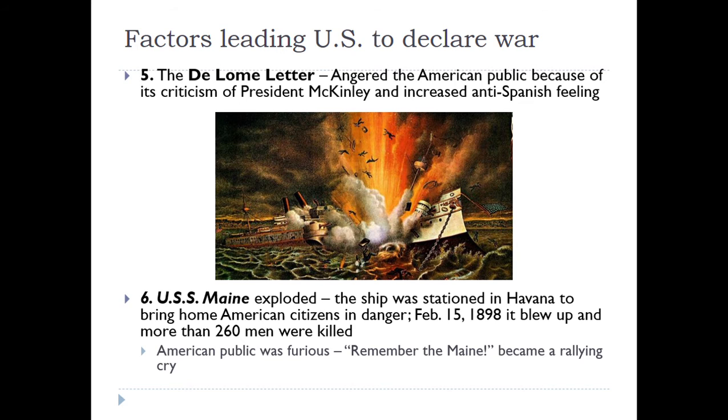Because Americans are worried about what's happening in Cuba, President McKinley sends this ship. It's called the USS Maine. It's stationed off the coast of Havana, capital of Cuba, to protect any Americans that might be there and interests that we have there. Well, on the night of February 15th, 1898, it blows up and 260 Americans are killed. So right away, people are saying, remember the Maine, to war with Spain.